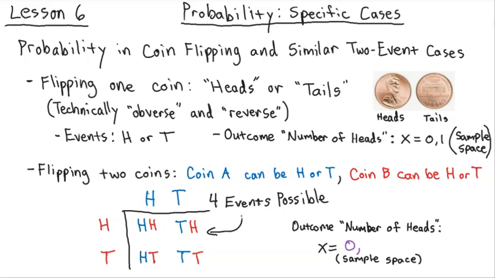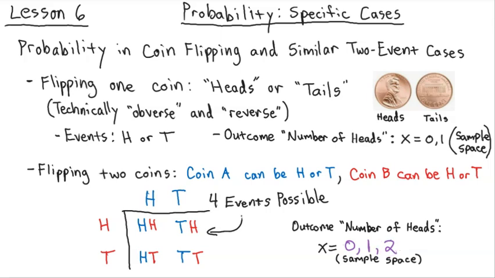Another possibility is this one, tails and heads, that's only 1 heads. This one's heads and then tails, that's also only 1 heads. So both of these situations are an outcome of 1 head. And then this one right here is an outcome of 2 heads. And so our sample space has 3 possible outcomes, either 0 heads or 1 head or 2 heads, okay?